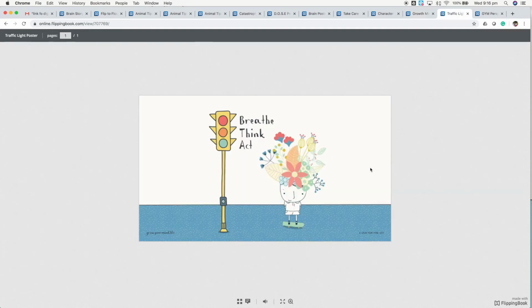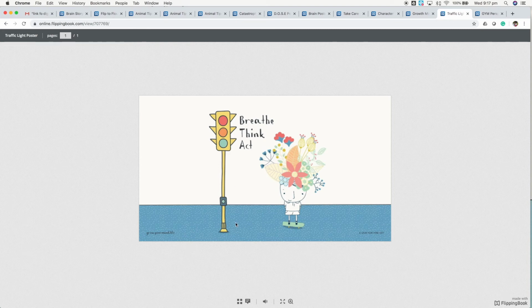Now, obviously, mindfulness and emotional regulation is one of our key foundations of Grow Your Mind. It's not the only thing, but it is a key part of it, which is why we have this very simple yet powerful poster that really shows emotional regulation, the steps involved. So you've got your breathe, think, act.